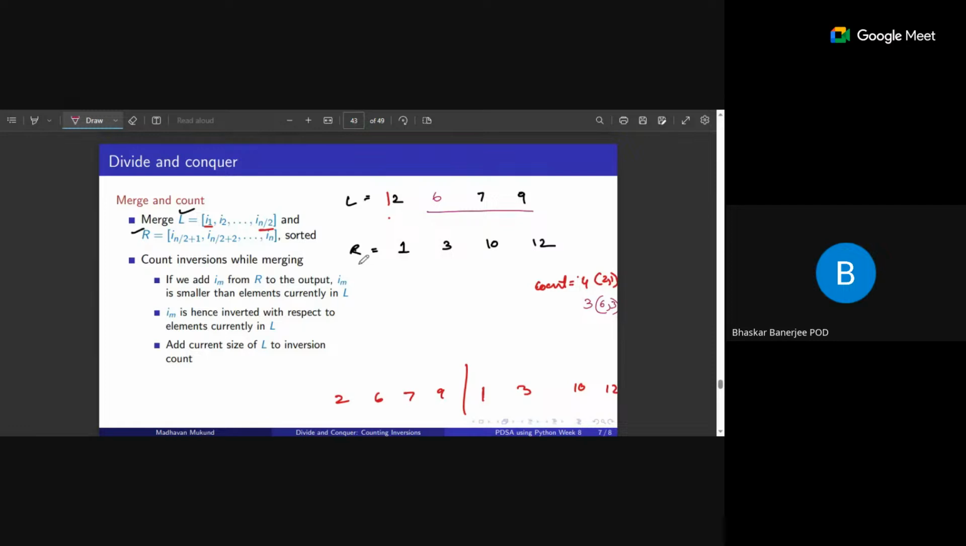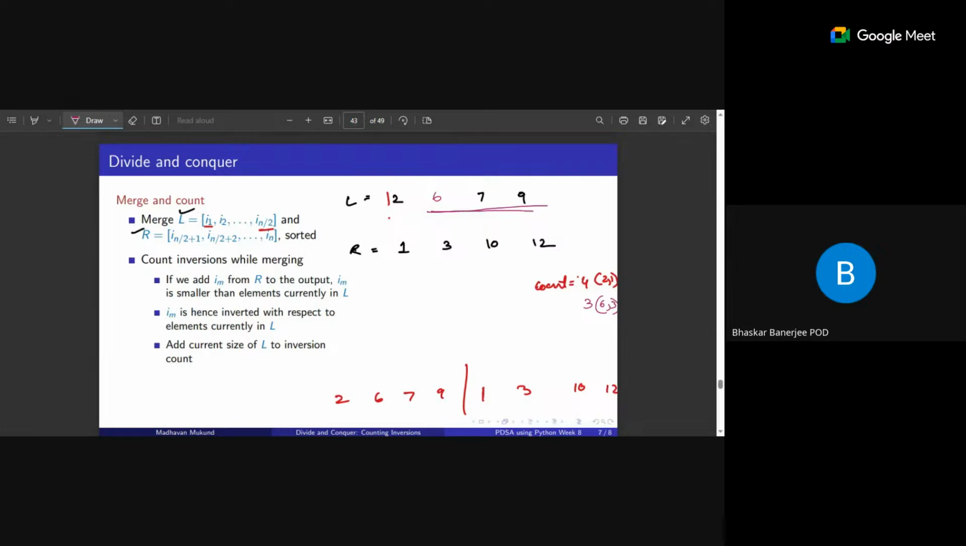As you can see, after this there will be no further inversions, because after 3 goes away, I will compare 6 and 10. Now 10 is larger, so 6 would go. So again, no issues. Then 7 and 10, 7 is smaller, so 7 will go. Then 9 and 10, 9 is smaller, so 9 will go. So all the 3 elements are being picked from the left subarray. That's why they are not inversions. Then finally 10 and 12 will be added.